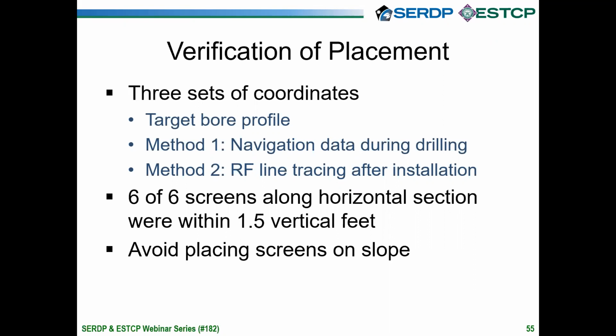However, as you'll see in the next slide, the 2 screens on the end had more variation, and we think that this is because the transponder is less accurate when the bit is angled during the drilling activity. So there's more uncertainty about where you are. So a key takeaway for us was in the future to avoid placing any screens on a slope, and that'll help improve our confidence on location.